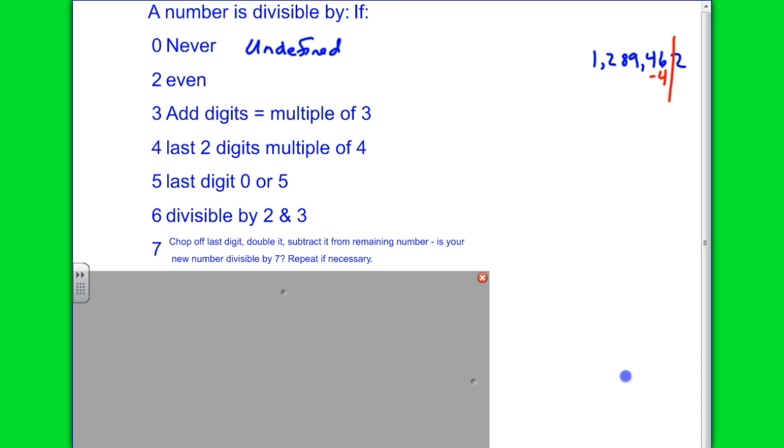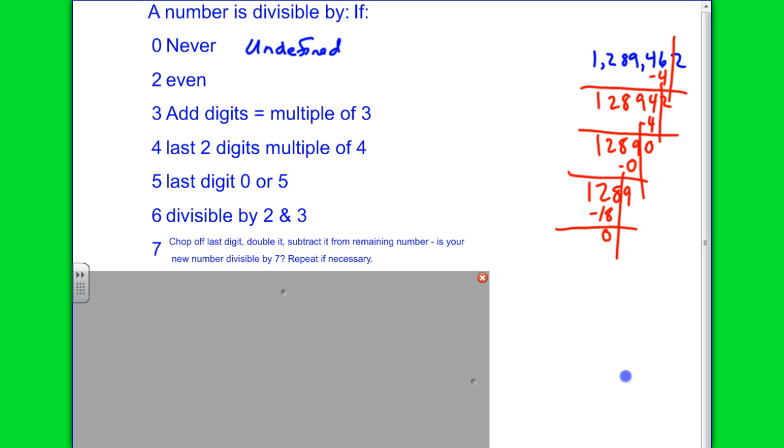Chop it off, double it, subtract. 2, 4, 9, 8, 2, 1. This is still too big. Chop it off, double it, subtract. 0, 9, 8, 2, 1. Still too big. Chop it off, double 0, and subtract 0. And I get 1, 2, 8, 9. Chop it off, double it, and get 18 this time. Subtract. Shall I double it again? Yes. Chop it off, double it, subtract. Is 11 divisible by 7? No. So the whole number was not divisible by 7. It's a lot of work to find that out, right?